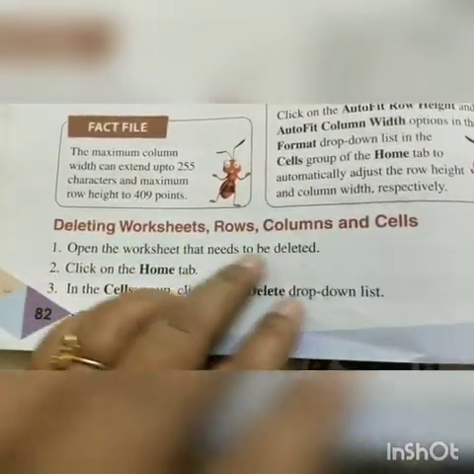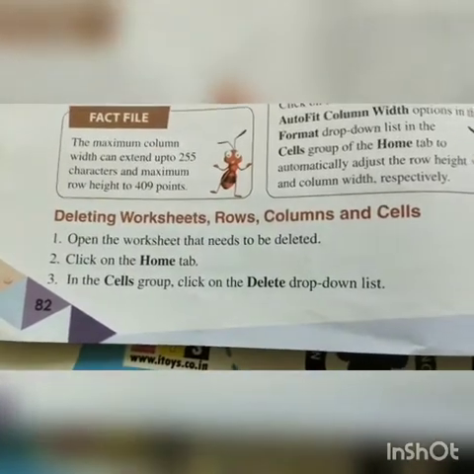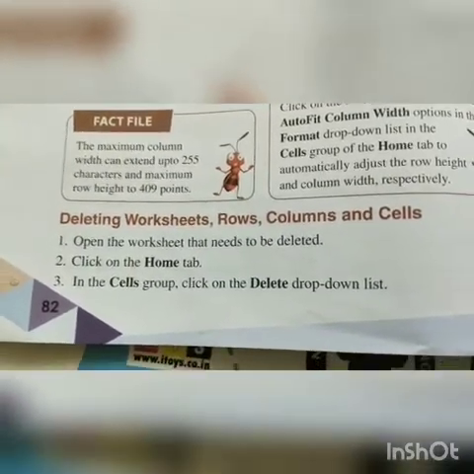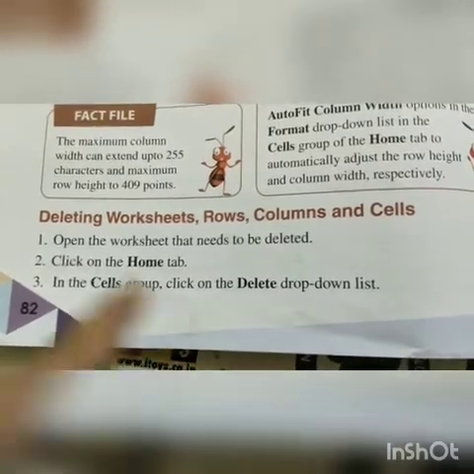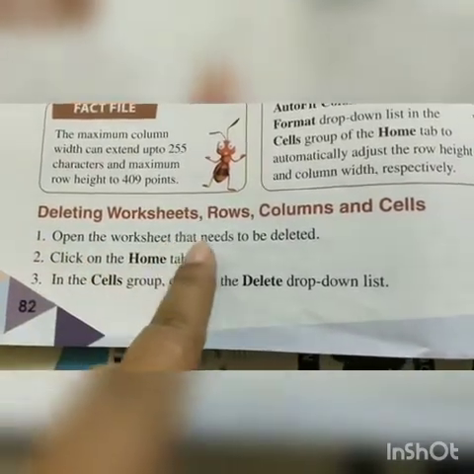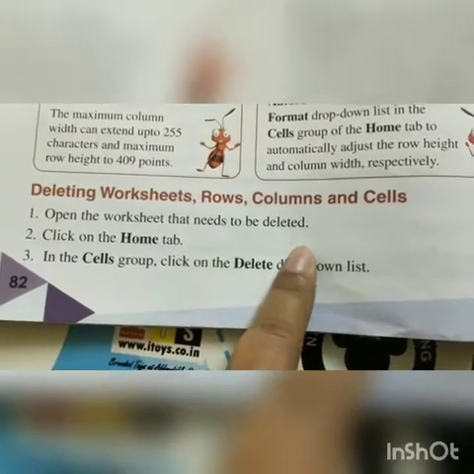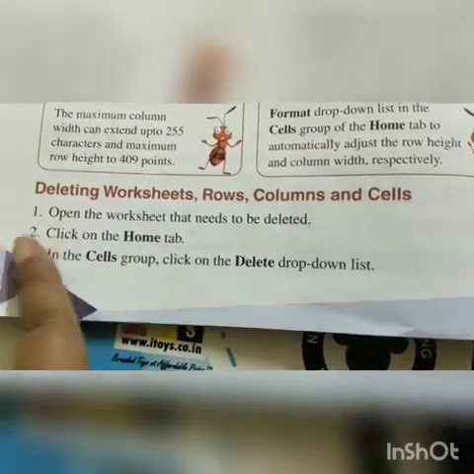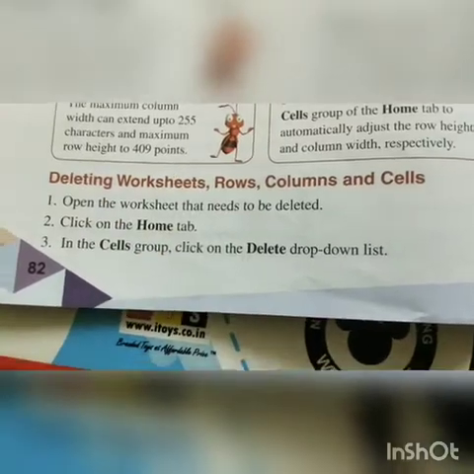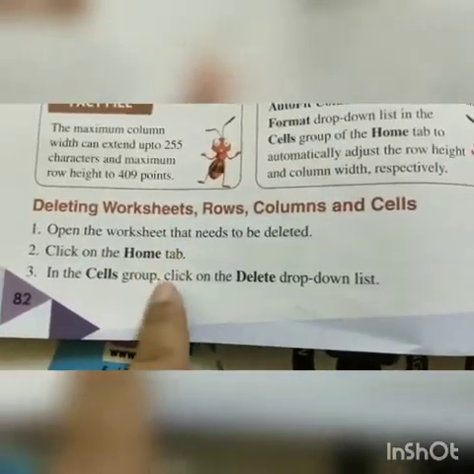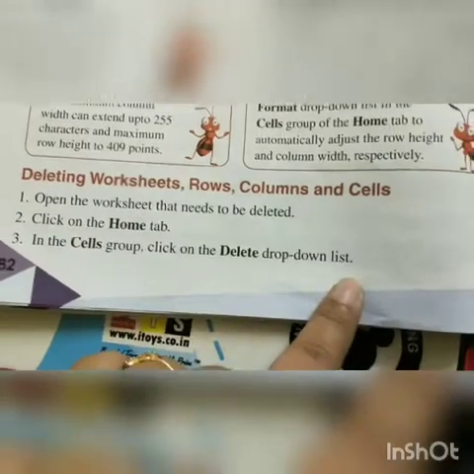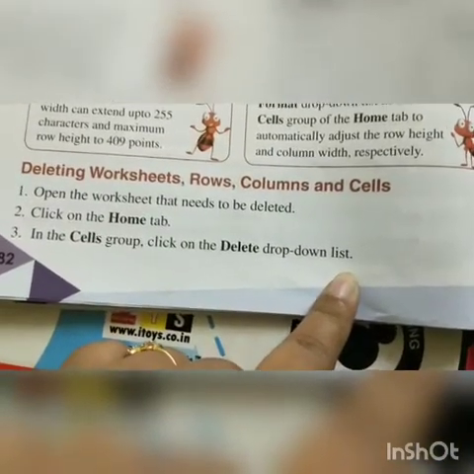Now, how can you delete worksheet rows, columns and cells? If you have existing cells and you don't want to keep them, you want to delete them, then what you have to do? Number one, open the worksheet that needs to be deleted. Click on the Home tab. In the Cells group, click on the Delete drop-down list. You can click on that Delete drop-down list.